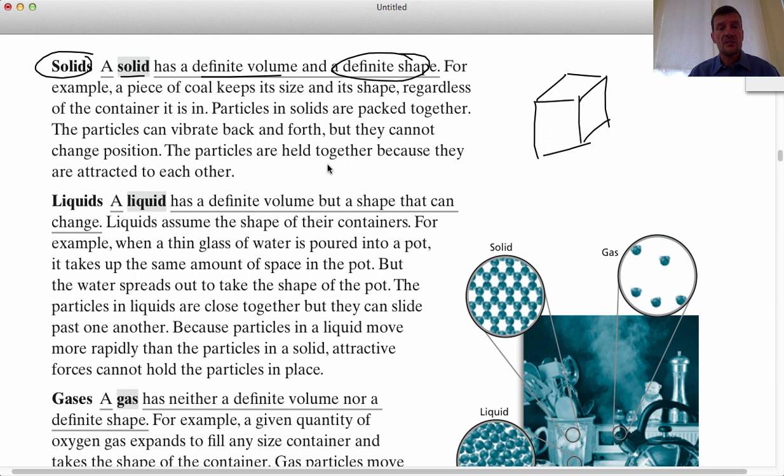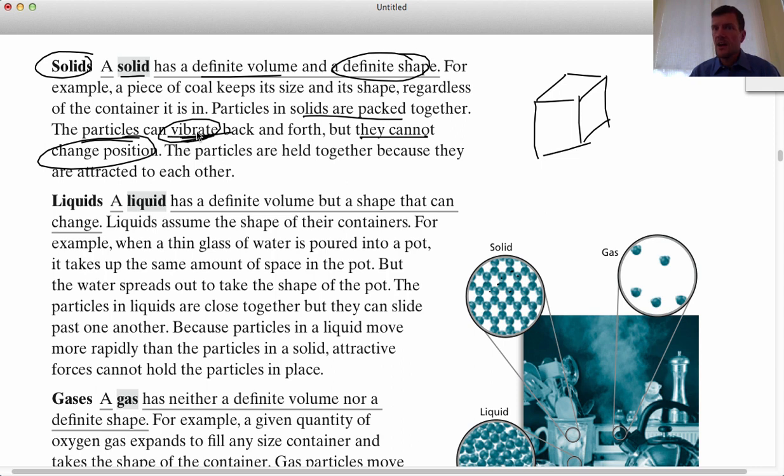The particles are really packed closely together, probably in a defined structure, what we call a lattice. That defined arrangement of particles is a result of the particles being packed together and not moving very much, which is characteristic of a solid. The particles can vibrate. They're always moving, but they're packed so tightly together and have such low energy that they don't move that much and don't change their position very much.